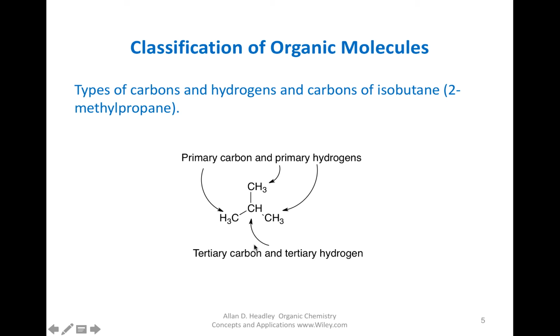Here's an example. So we have here a carbon. This hydrogen here is a tertiary hydrogen, and these hydrogens here are all methyl. So that is the classification of the hydrogens and carbons of isobutane.